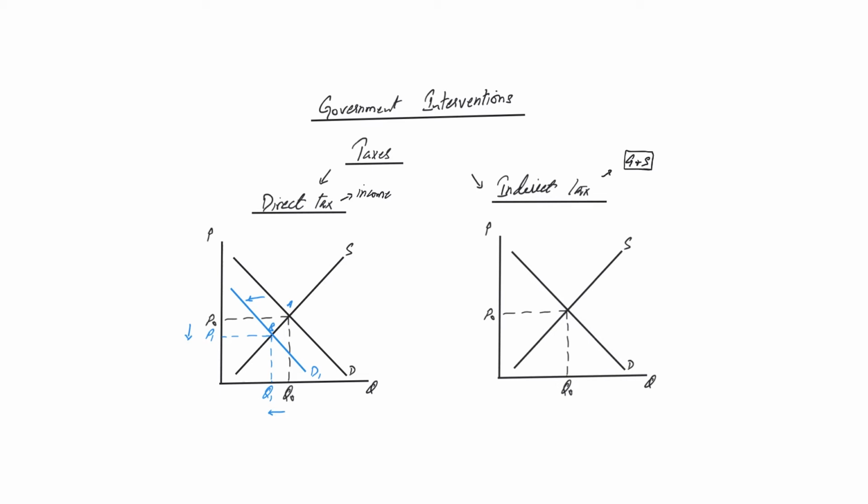ठीक है? With that tax, what happens is that since these taxes raise the cost of production for the producers, the supply curve shifts upwards by the tax amount, or with indirect taxes we say the supply curve shifts left, and when it shifts to the left, you have a new equilibrium with a higher price and the quantity that falls.